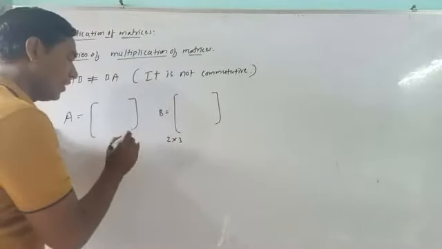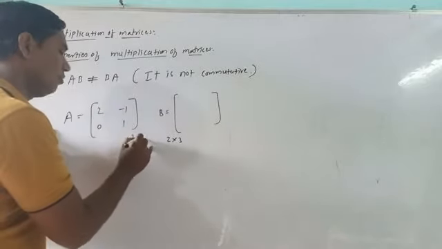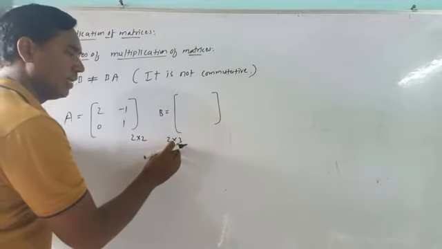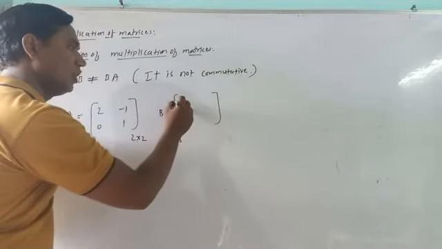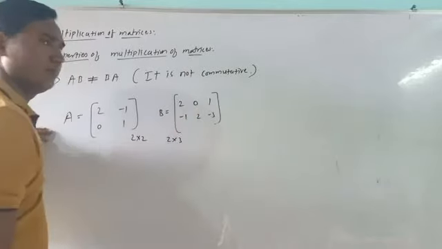If you take one matrix of order 2 by 2, you can write the first elements here as 2, minus 1, 0, 1. What is the order? 2 by 2. And the second matrix is 2 by 3. 2 by 3 means there are 2 rows and 3 columns: 2, 0, 1, minus 1, 2, minus 3, like that.